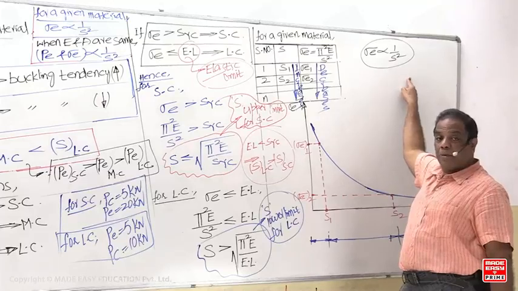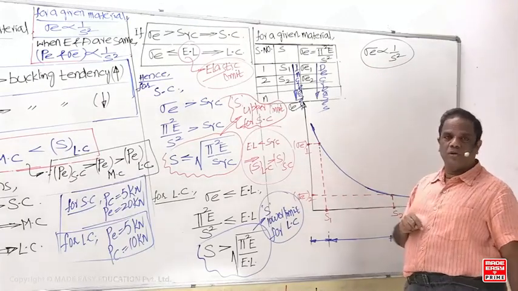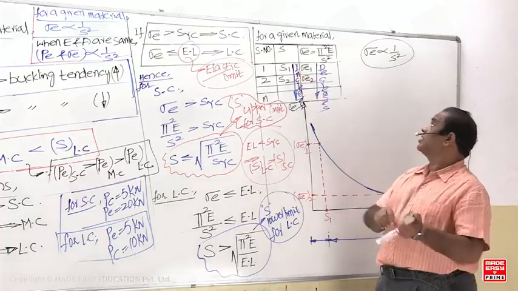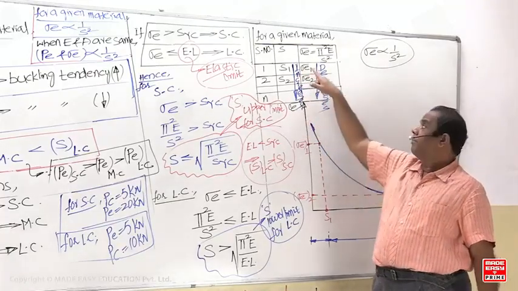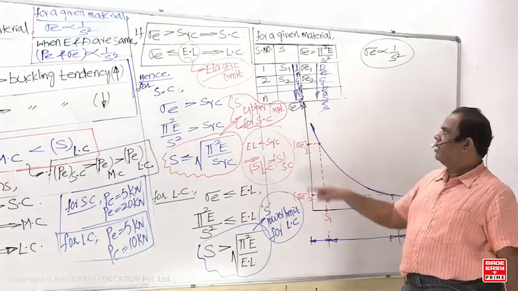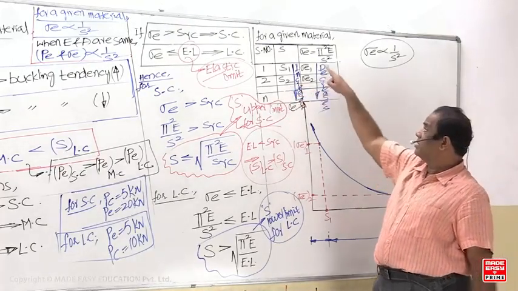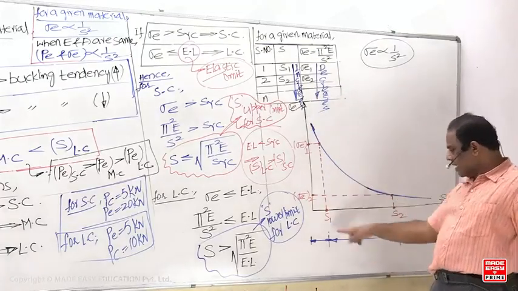It is a hyperbolic variation. Proportional to S square means what, a parabolic you are going to get. So as the slenderness ratio increases, buckling stress will decrease hyperbolically. So this is what I drew as a graph now.